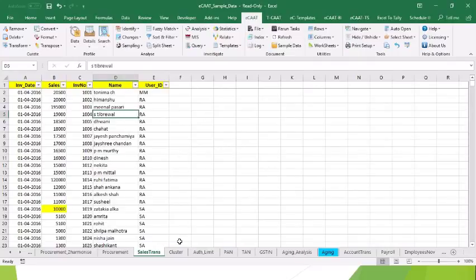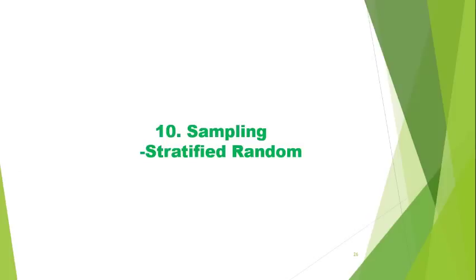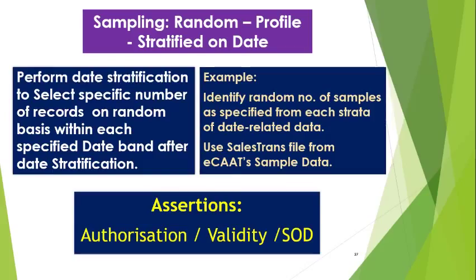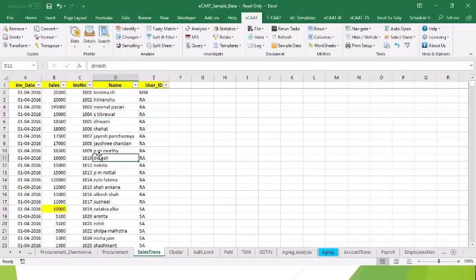Now I'd like to show you a little more advanced type of sampling, which is stratified random. Stratified random can be done based on the date. In this case I would like to stratify the data based on the date and then select the sample, or I can also do it based on the value. Okay, now this gives you the assertion in terms of authorization, validity and the segregation of duties. Let's go here and check. I got this data here.